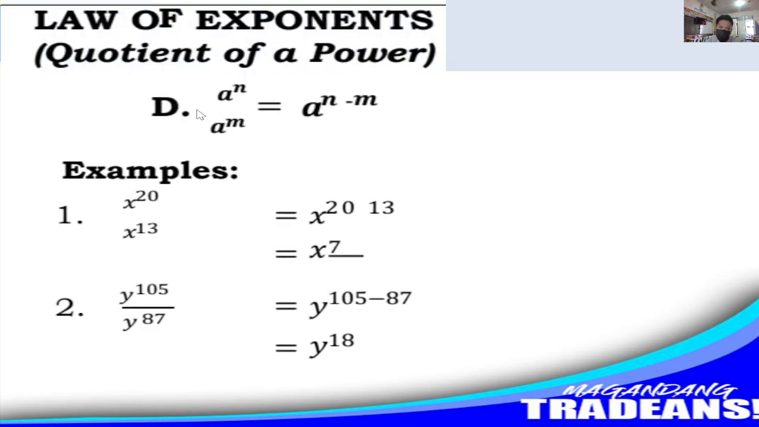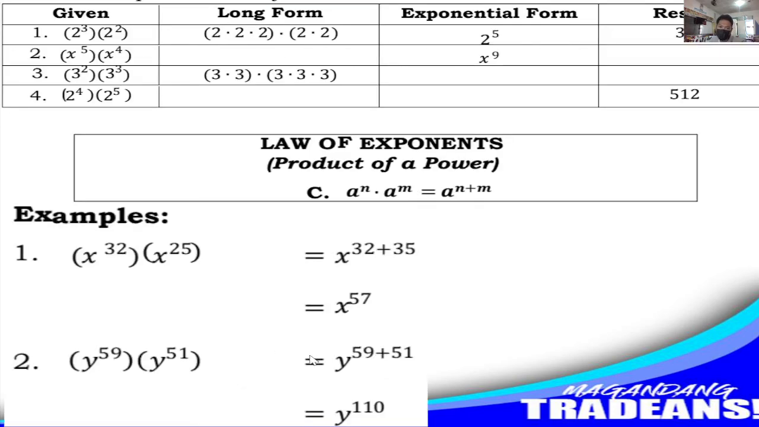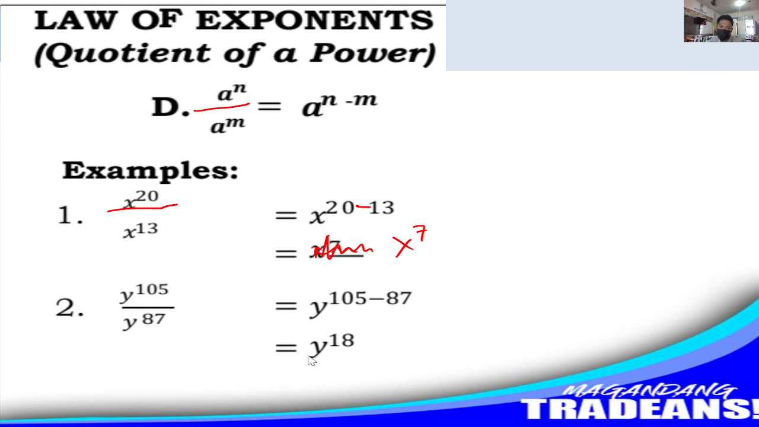Dito naman tayo sa quotient of a power. Quotient, a raised to n divided by a raised to m or over a raised to m. Kapag ganyan po ang case, isubtract lang po sila. 20 minus 13 is equals to x raised to 7. So, mali po ito. 105, 87, subtract, magiging 18. So, please copy for the quotient of a power. Ulitin ko, yung kanina, product of a power. Ngayon naman po, quotient of a power. Okay, please copy that one. Post lang po para makopy.